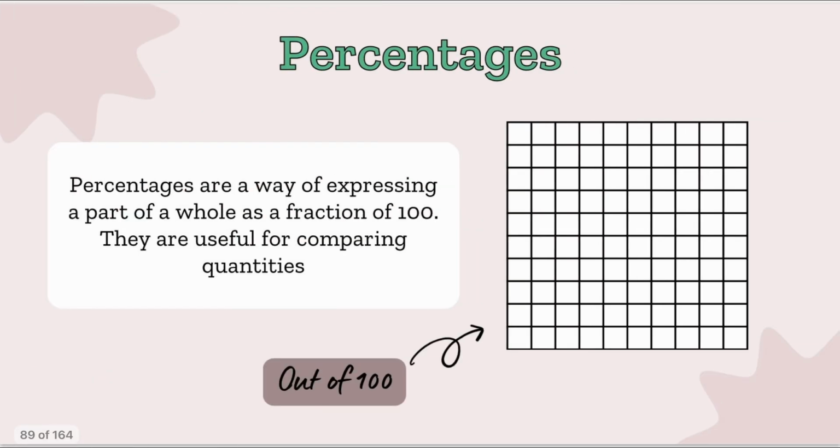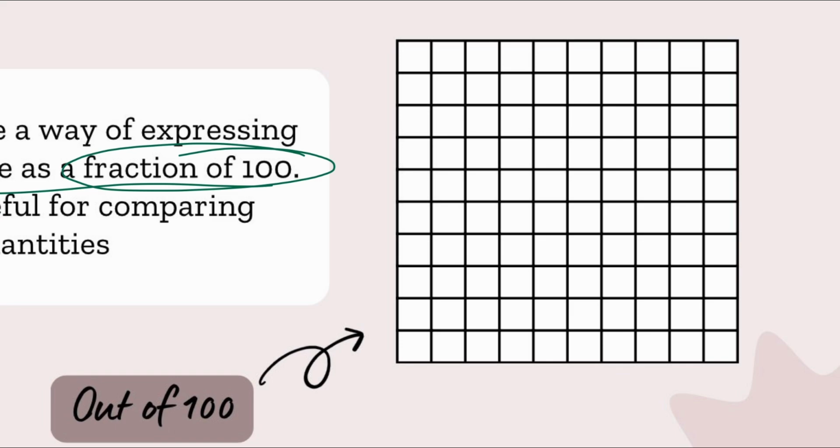Now let's discuss percentages. Percentage is a way of expressing a part of a whole as a fraction of 100. They are useful for comparing quantities. So for example, you have here our diagram. If we color 10 parts of this, we call this 10%. If we color also 20 parts of it, this will be called 20%. In fraction, the 10% is 10 hundredths, the 20% is 20 hundredths.